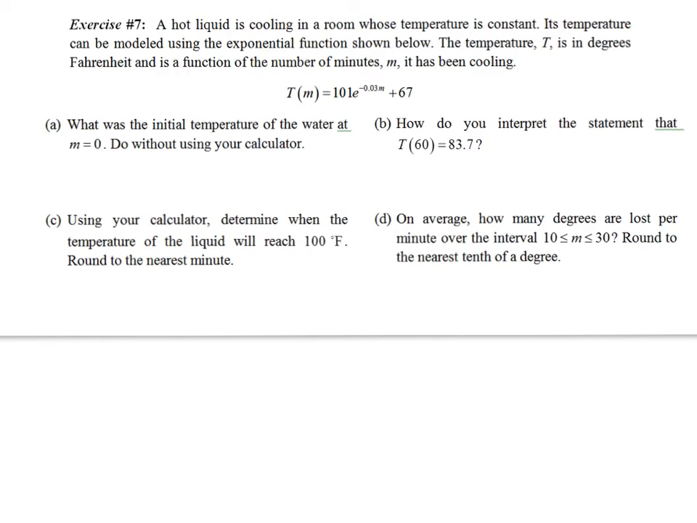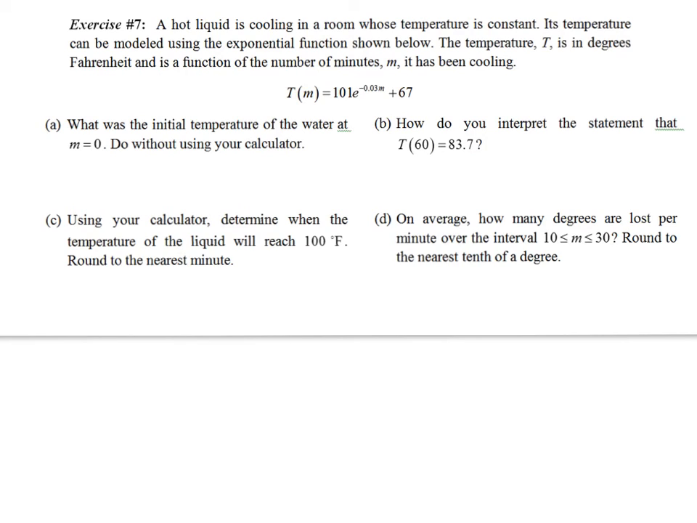For exercise number 7, a hot liquid is cooling in a room whose temperature is constant. Its temperature can be modeled using the exponential function given. T of m is equal to 101 e to the negative 0.03 m plus 67.